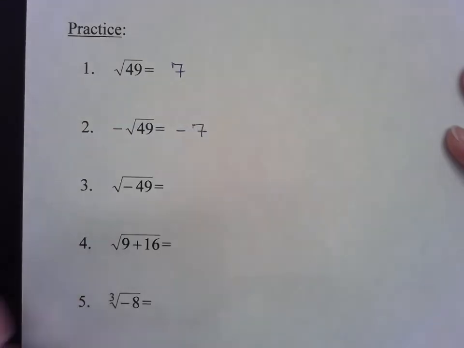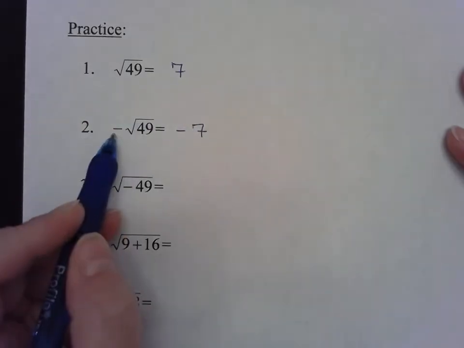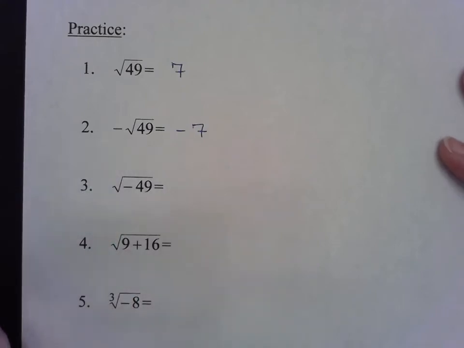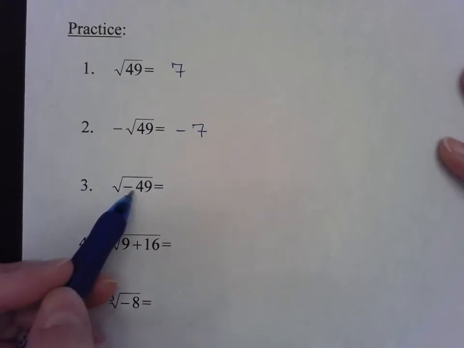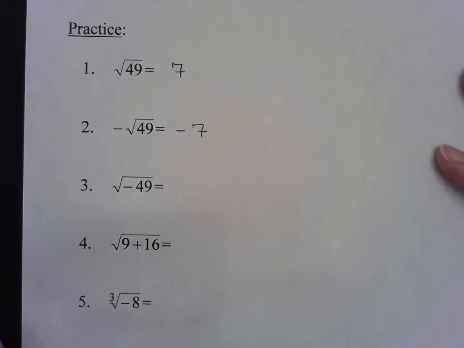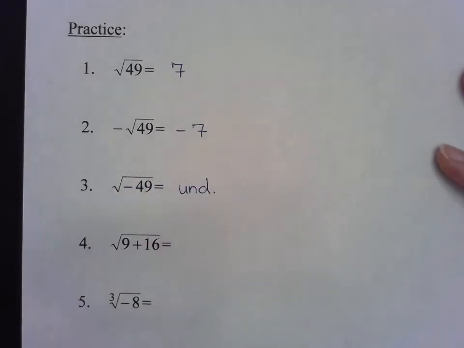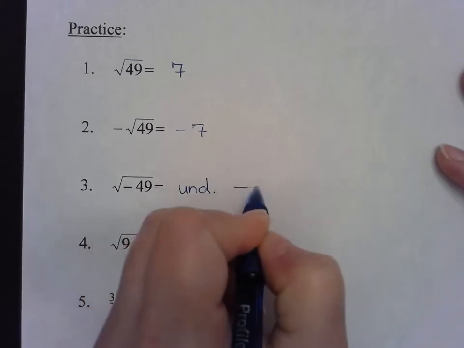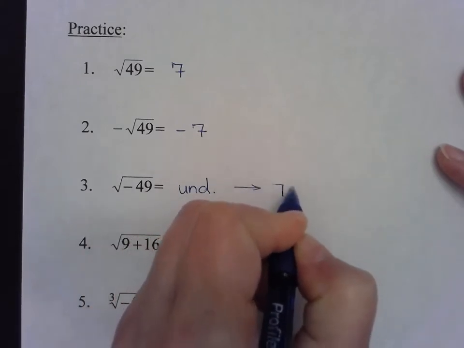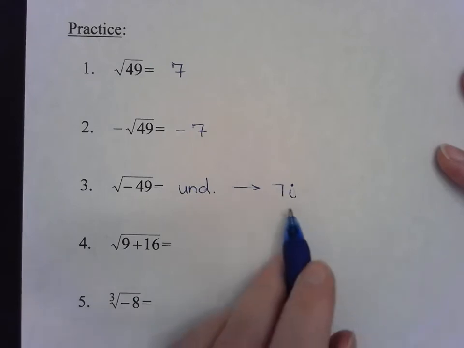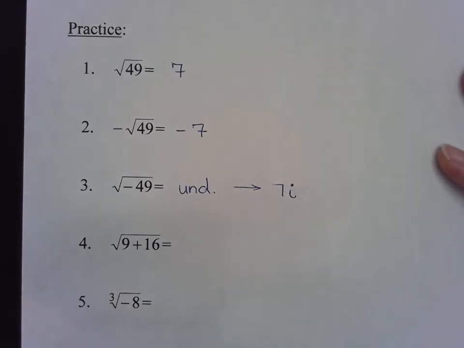We're going to take the square root first and then apply the negative on the outside. So that would be negative 7. The square root of negative 49. We can't do that one. So for now, we're going to say undefined. Later, we're going to say 7i, but we're not really there yet, unless you've seen this before.